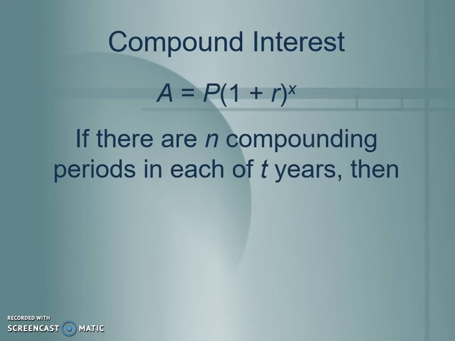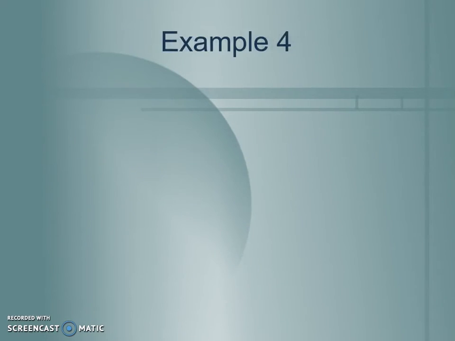So it says if there are n compounding periods in each of t years, then r equals APR over n, and x equals nt, which I know is a lot. Once again, it's one of those that you just need to go ahead and use it. It'll make a little bit more sense. So example 4 on page 360.